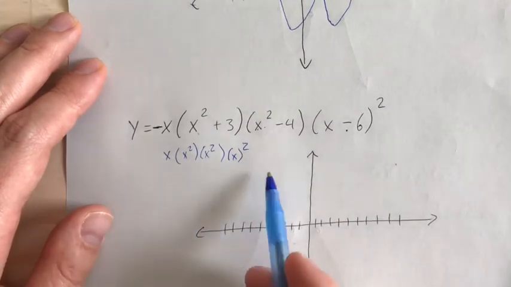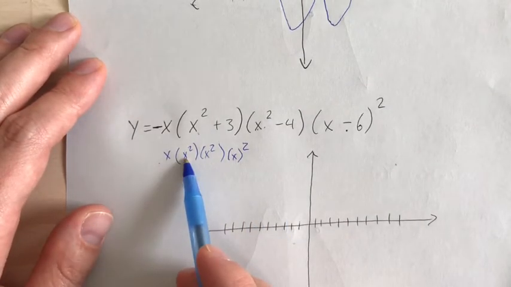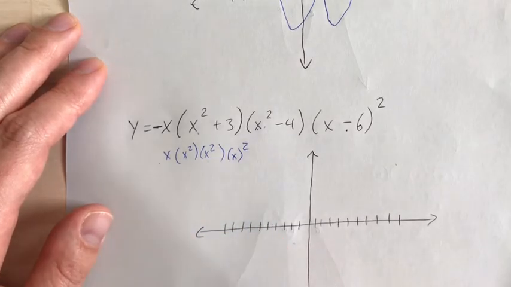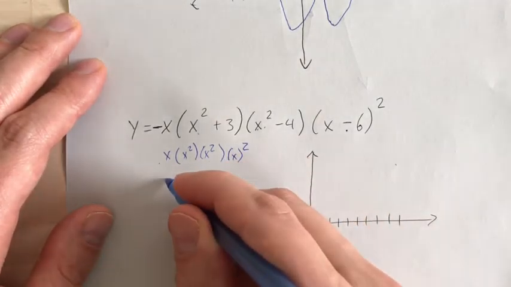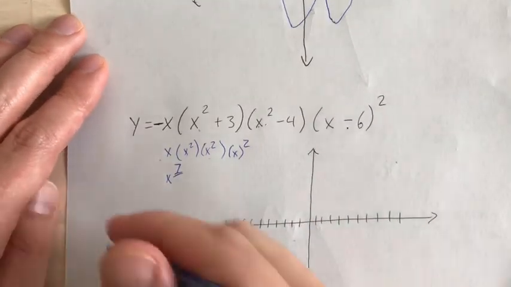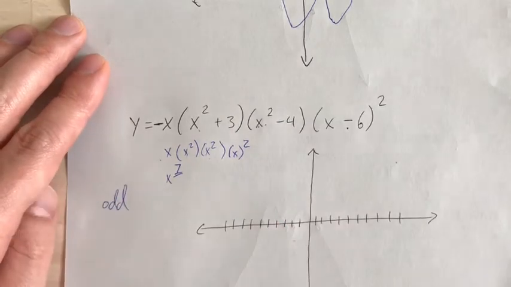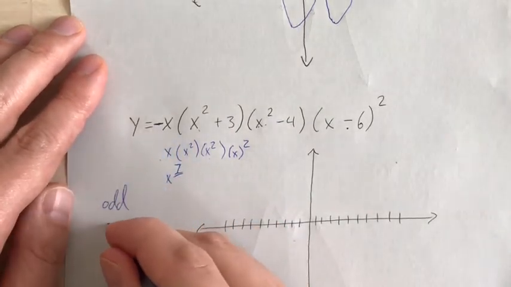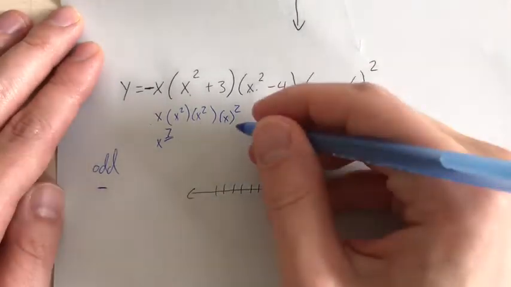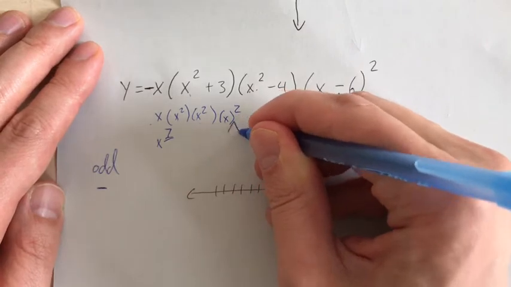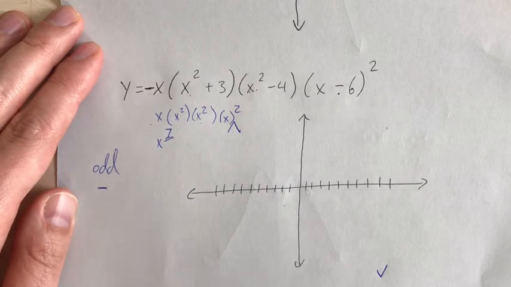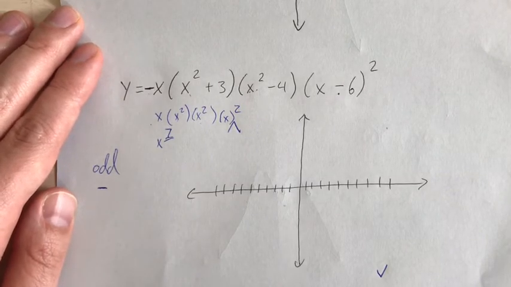All right, so multiplying this out, I've got an x times an x squared, that's 3 x's so far, times another x squared, that's 5 x's so far, and then times another x squared, that's 7 x's so far. So this would technically be my degree, a degree of 7. So that's an odd degree. The leading coefficient is negative. So it's an odd polynomial with a negative leading coefficient. So that means my left arrow is up and my right arrow is down. So this would be a negative orientation for those of you keeping track.